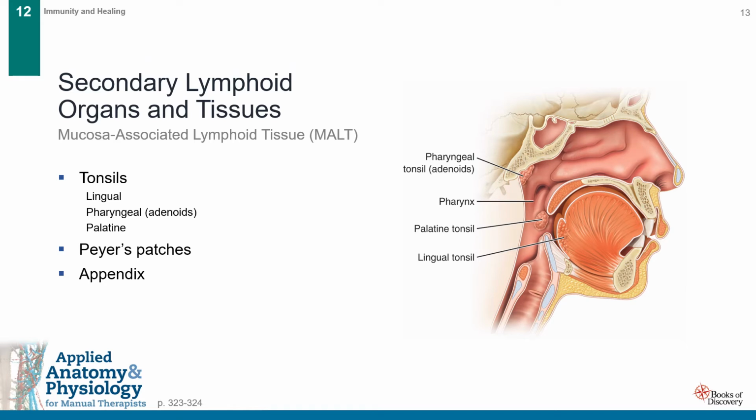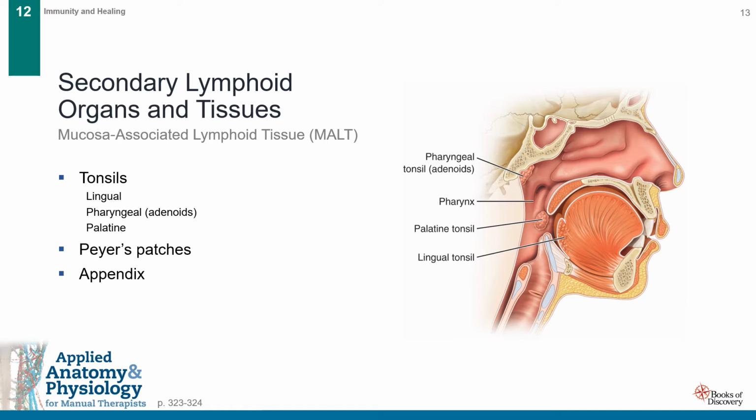Let's now discuss the secondary lymphoid organs and tissues, beginning with the mucosa-associated lymphoid tissue, also referred to as MALT. The secondary lymphoid organs and tissues are the sites where the majority of specific immune responses occur. These organs include the lymph nodes, spleen, and unencapsulated masses of lymphoid tissue, such as the tonsils and Peyer's patches.